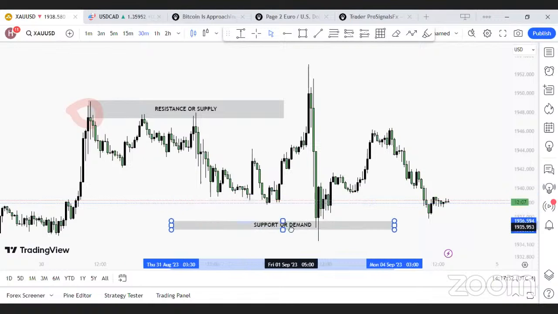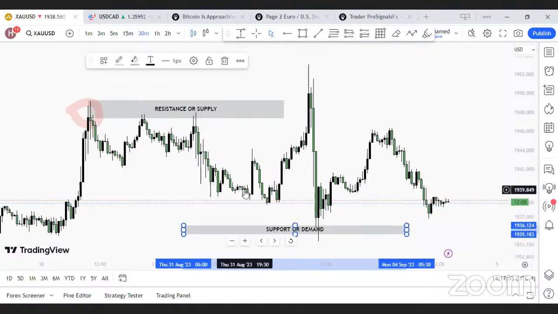How do you draw a support? This is a support. Okay. So when this market got to this zone, you see, it started making a move to the upside. It came down, making moves. When it got to it the second time, you see, it created this long candle.